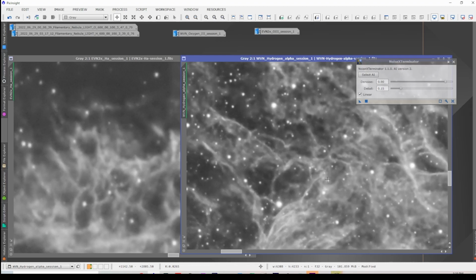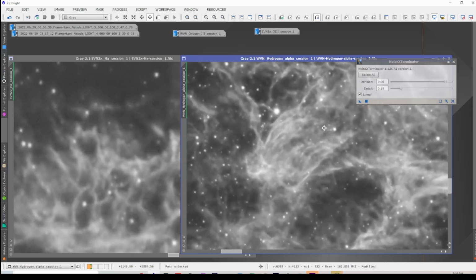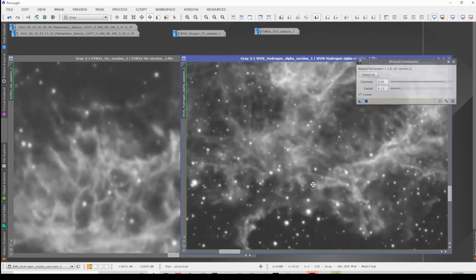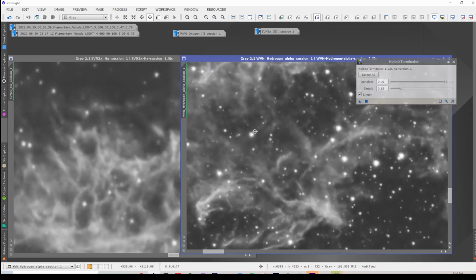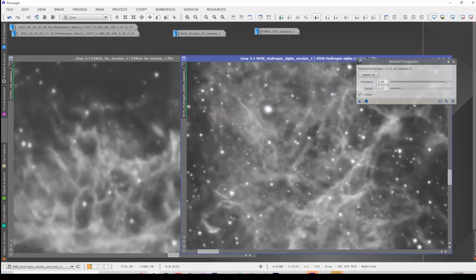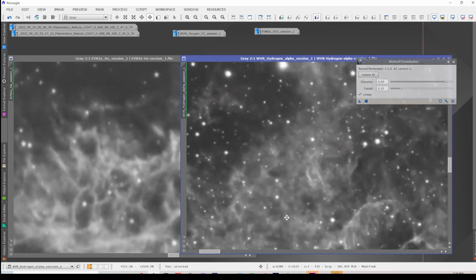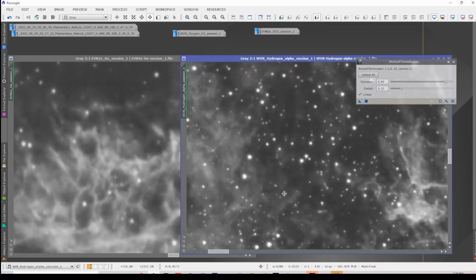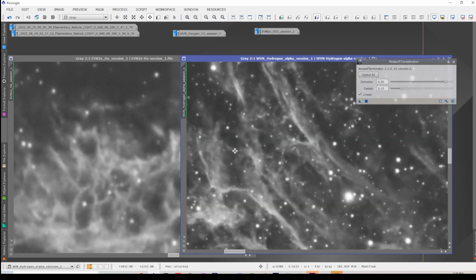Both were reduced, so they're very close as far as aperture and focal length. Completely different cameras, and you can just see the detail difference. Look at all these fine lines of gas and how they're truly evolving within the image itself and how we capture so much of that detail.